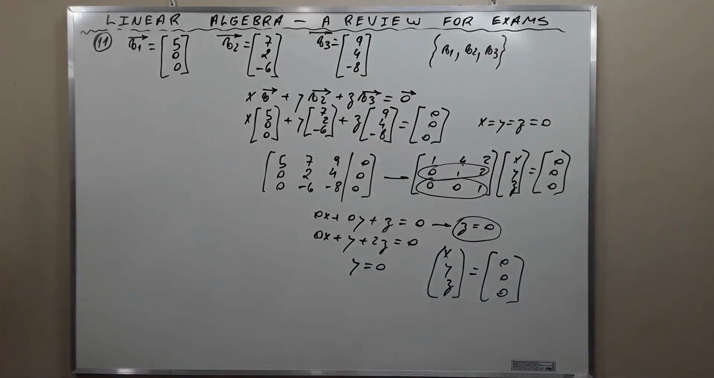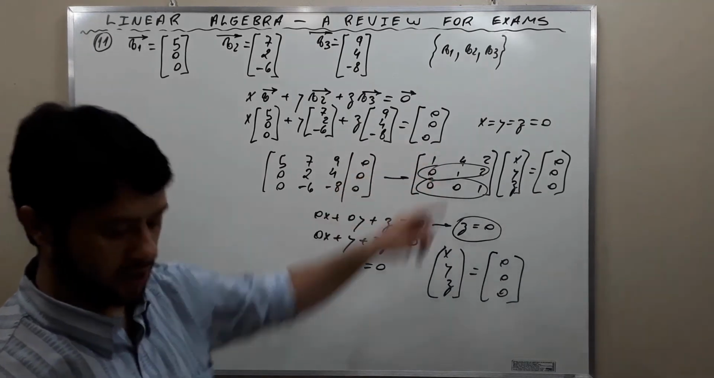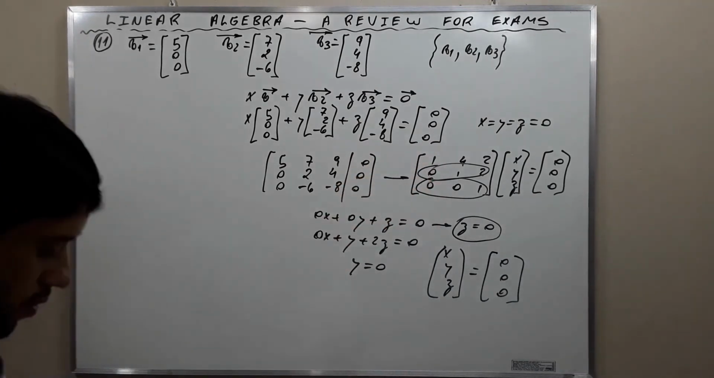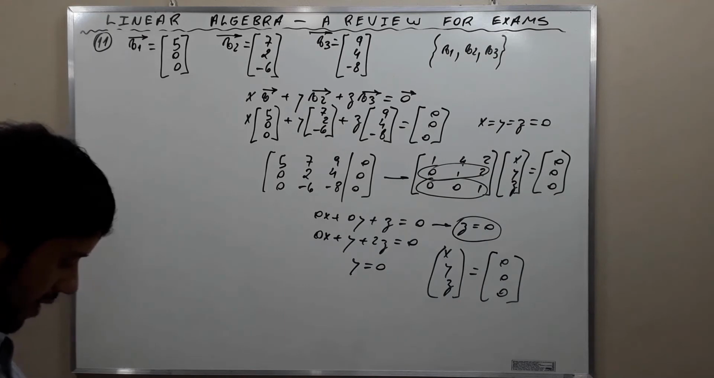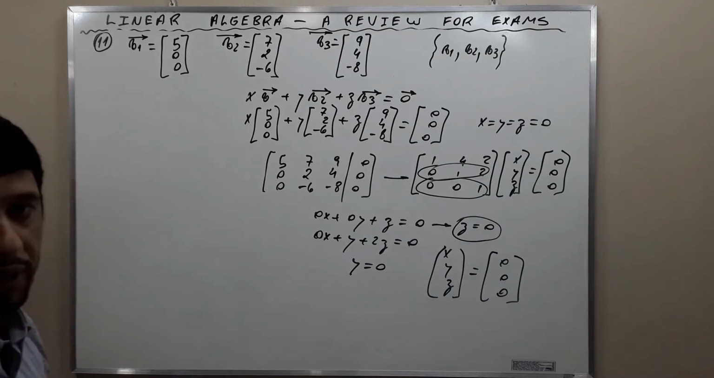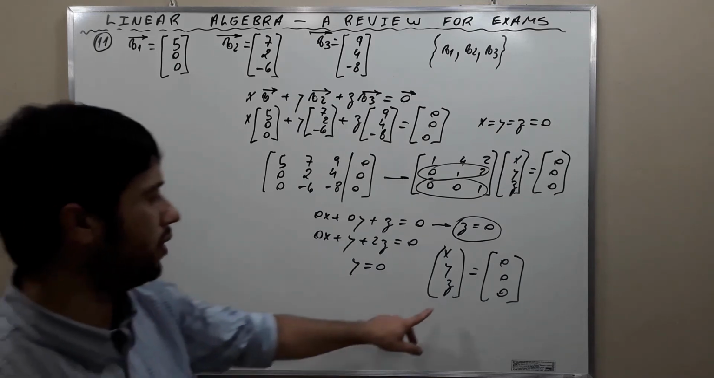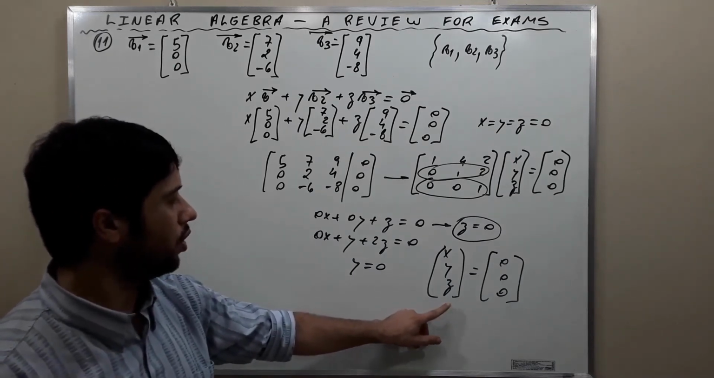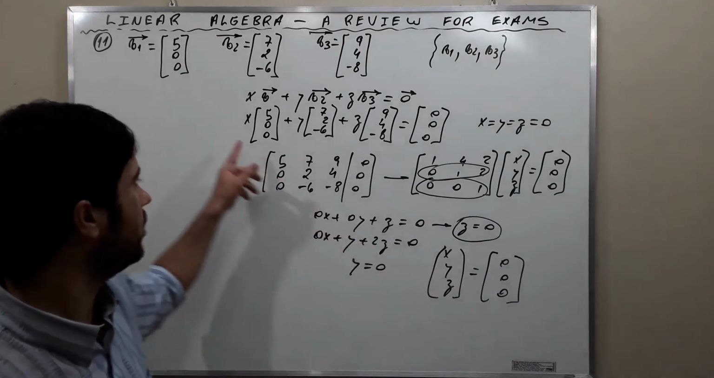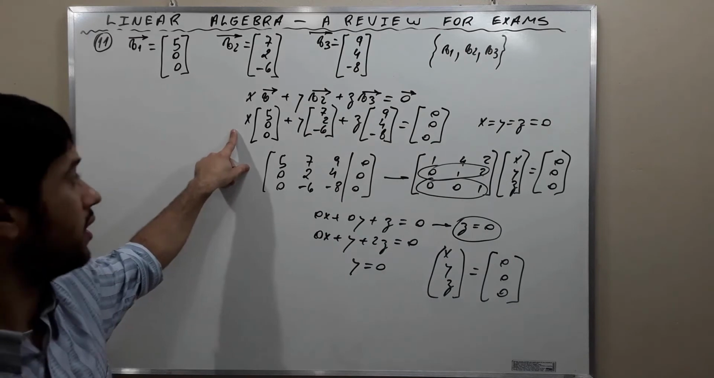Only when x, y, and z are all 0, this vector equation here becomes 0. And what is the conclusion that we have here from this is that indeed they are linearly independent. They will be linearly independent only when the trivial solution is the solution of this vector equation here.